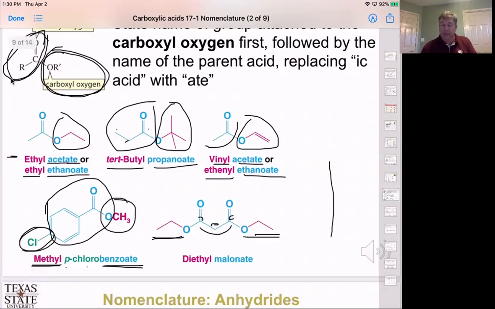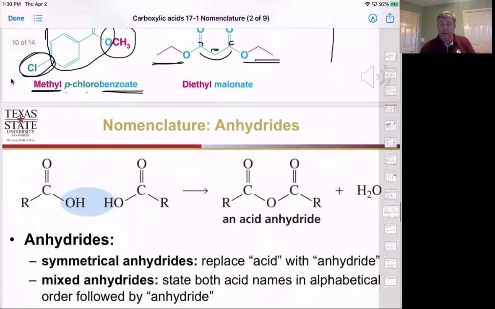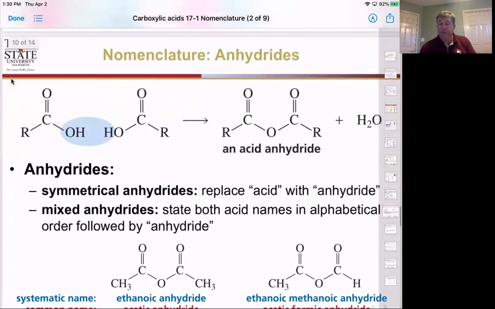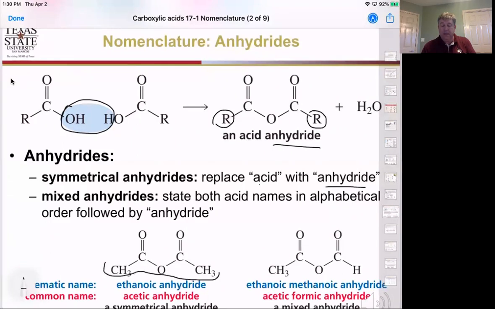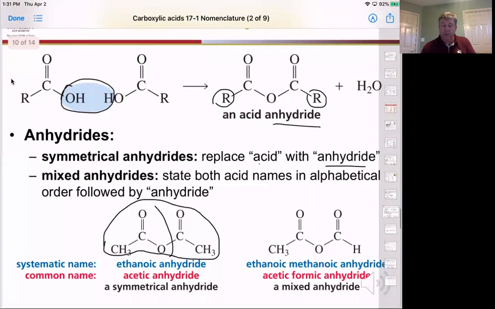Okay, and then moving on to our anhydrides here. Our anhydrides are basically just a carboxylic acid that you've removed water from. So that's why they're called anhydrides, or removed water. Okay, and they can be symmetrical or unsymmetrical. If you have the same R groups on both sides, it's easy to replace the acid with just anhydrides. So for example, if we had acetic acid right here, we would just call this acetic anhydride because we had acetic acid that we removed water from, and that's how we would name that as a symmetrical molecule.